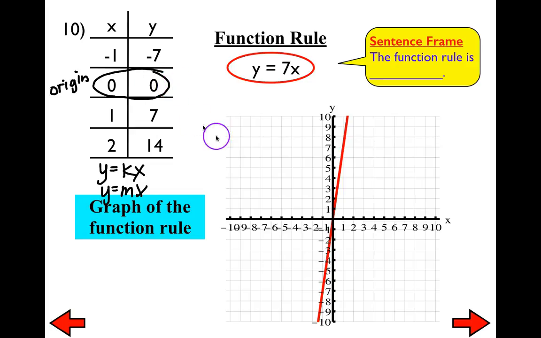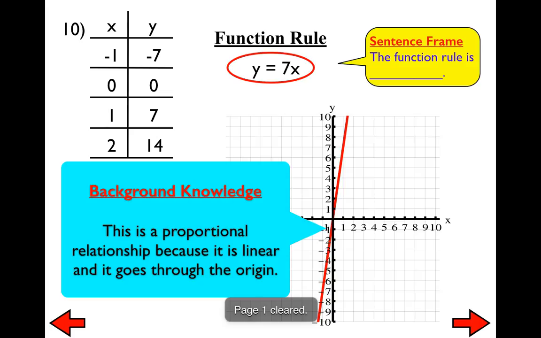Graphically, this is what it would look like. It does go through the origin, which I would expect because of the table here. And then you can even see here that the slope would be 1, 2, 3, 4, 5, 6, 7. So there's a vertical change of 7 and a horizontal change of 1. So that would be the slope represented here. Okay, so we just have one more to go.